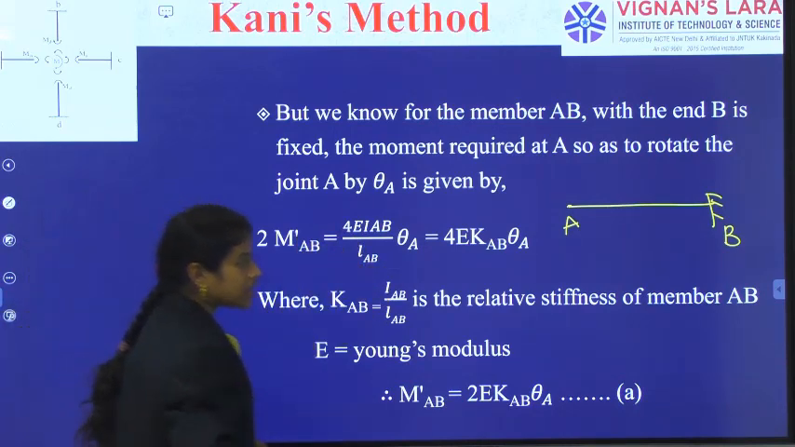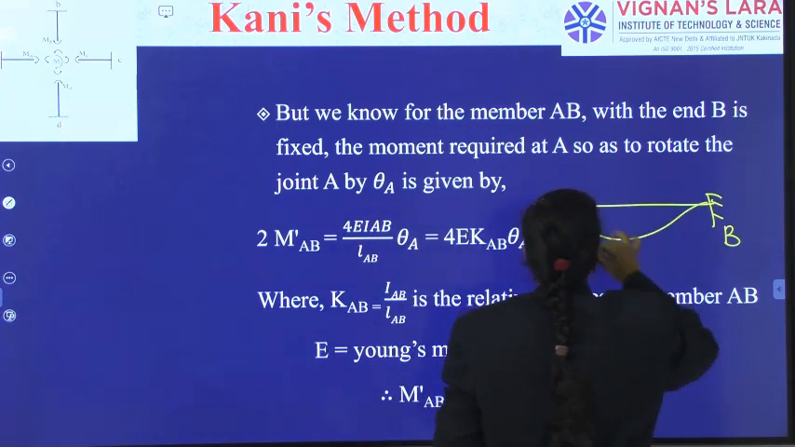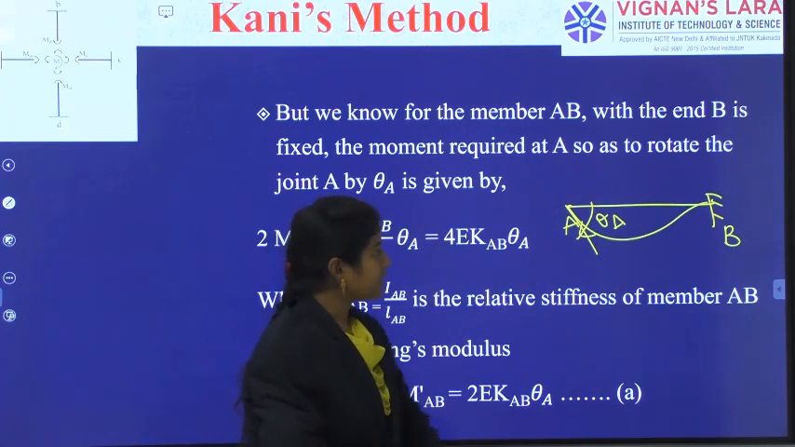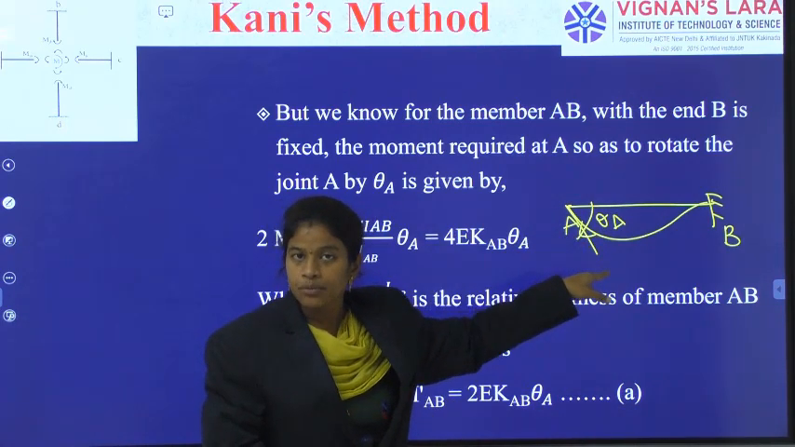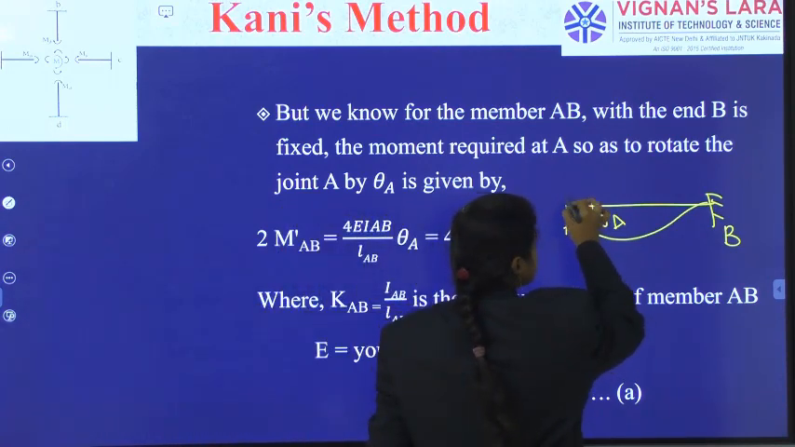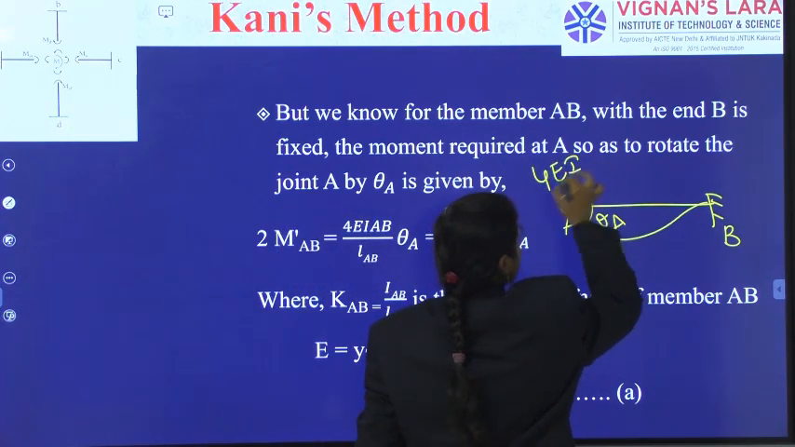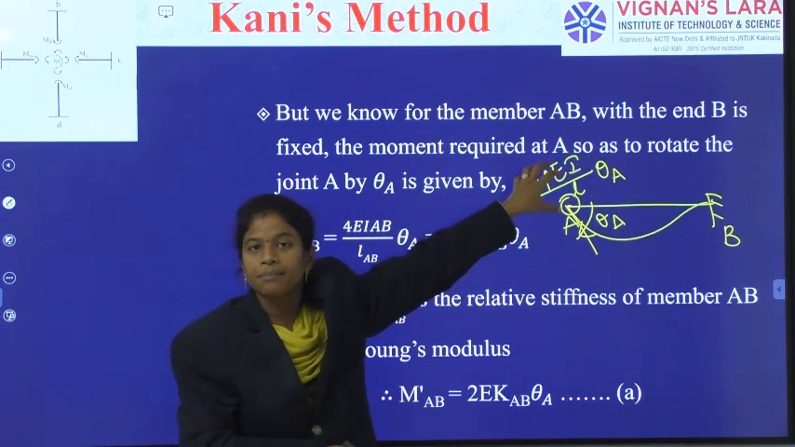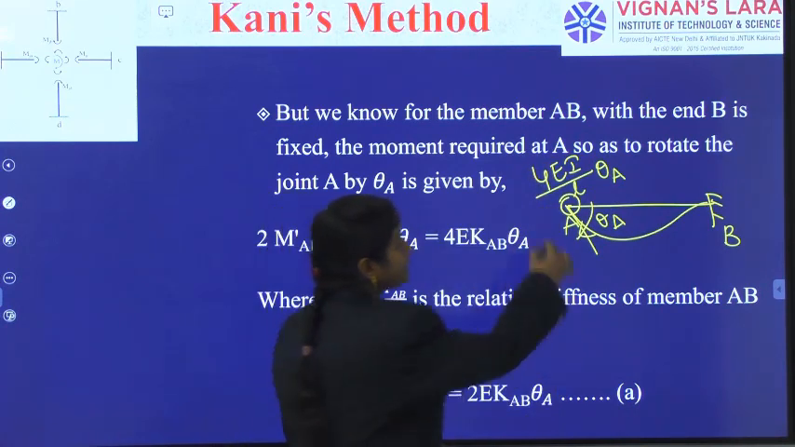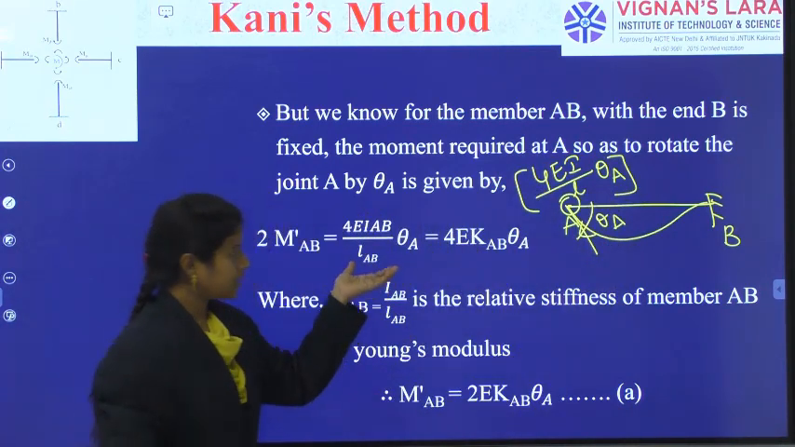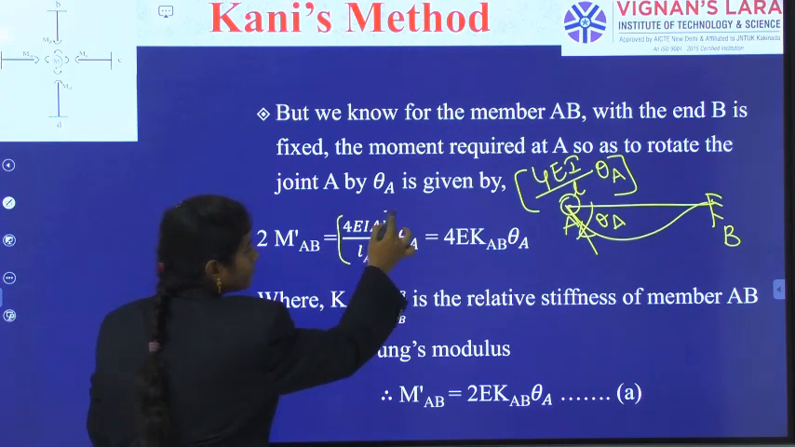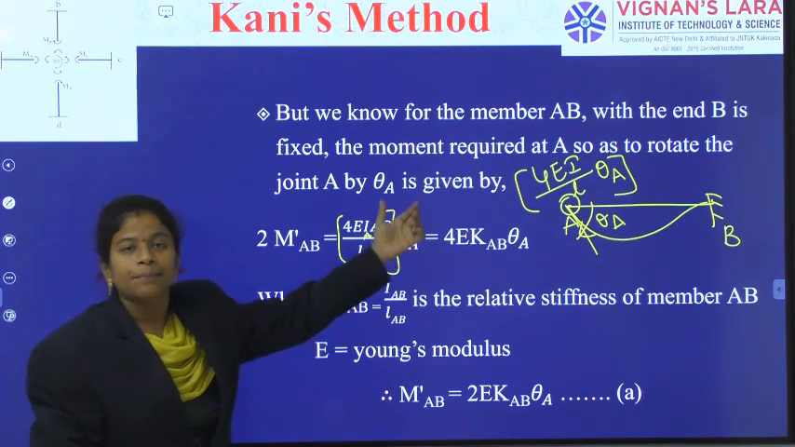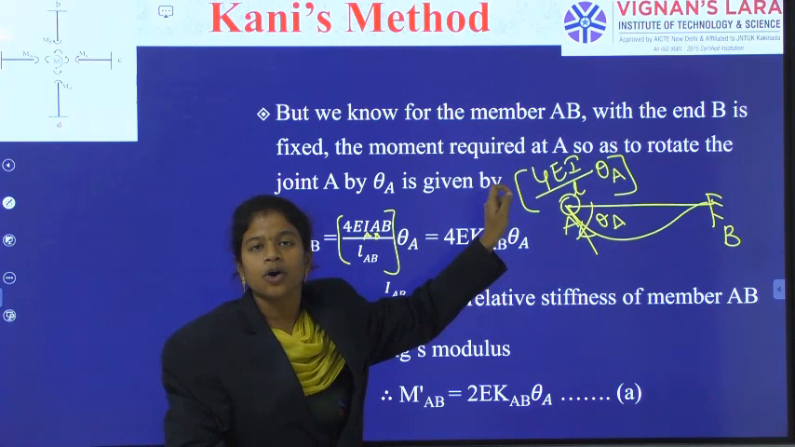So when I am thinking of producing theta A moment at A, for generating this at A, I should produce 4EI by L theta A times. This is the quantity of the moment I should apply there, the quantity of the moment I should apply at A for causing a rotation of theta A at A.